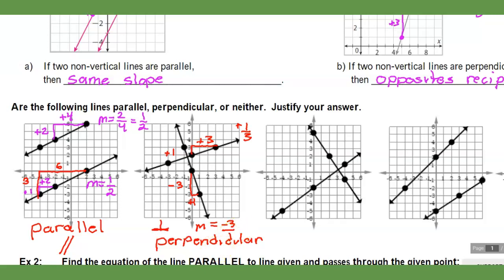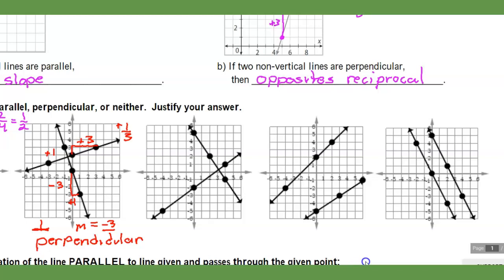All right, so a little practice. Remember, we want proof, so even if it looks a certain way, we still have to prove it. Show everything. So show the slopes of each line, and then you can decide whether they're parallel or perpendicular. So I can pick these 2.